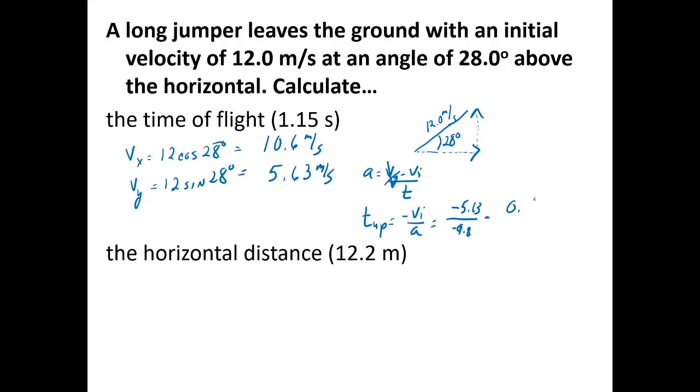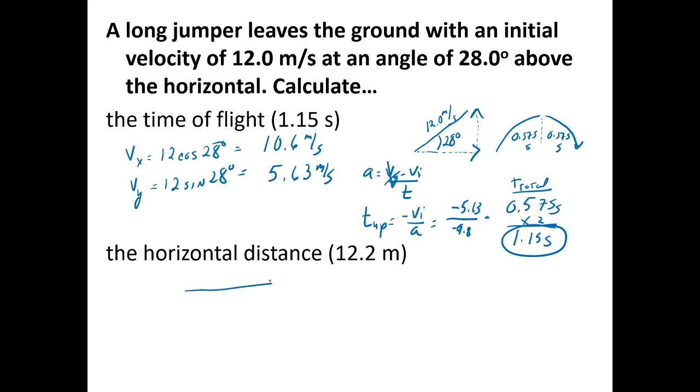Fine. That's only the time up. It'll go up for 0.575 seconds, but because it's symmetrical, it'll also come down for 0.575 seconds. So to get the total time, no problem, we'll just double that, and we get 1.15 seconds. And that seems reasonable for a jumper. You're not going to be off the ground for more than a second.